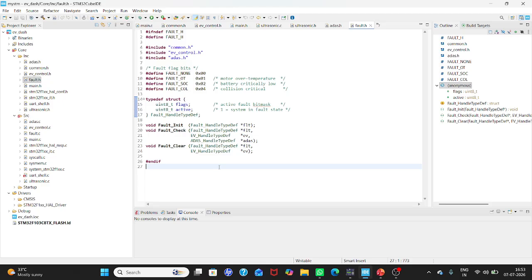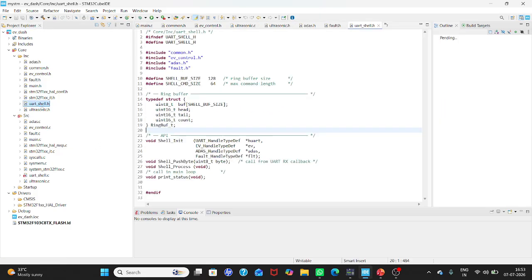Fault.h. This file handles fault management. It checks motor overheating, battery level, and collision status. Whenever a critical fault occurs, it sets fault flags and safety stops the vehicle.